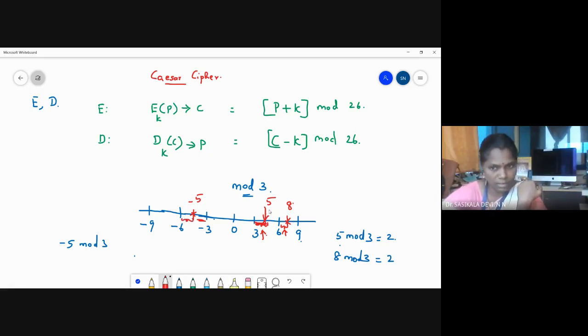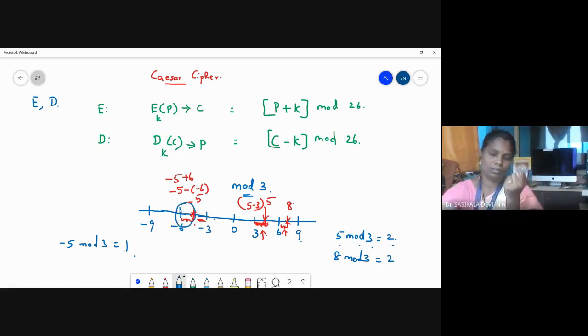I calculated 5 minus 3 earlier. In a similar manner, here you calculate minus 5 minus minus 6, that is minus 5 plus 6. What is minus 5 plus 6? 1. So minus 5 mod 3 is equal to 1, and 5 mod 3 is equal to 2. So the remainder or residue is here. We'll discuss more about this later, in the second unit.